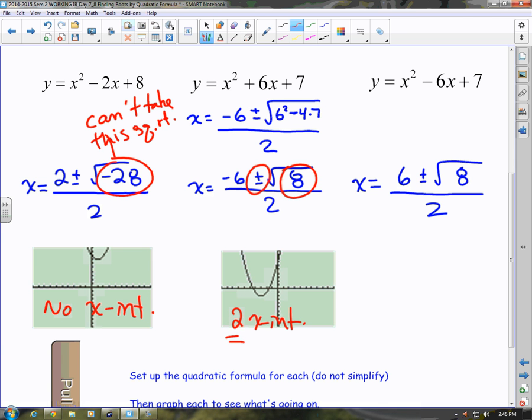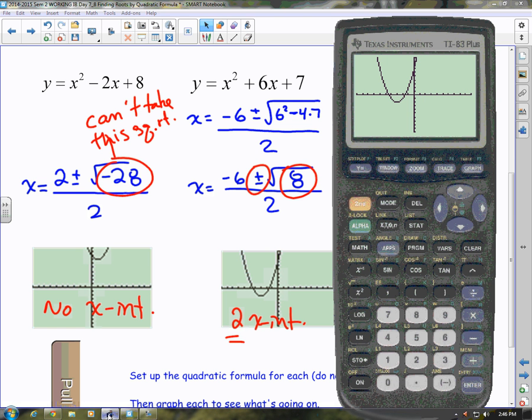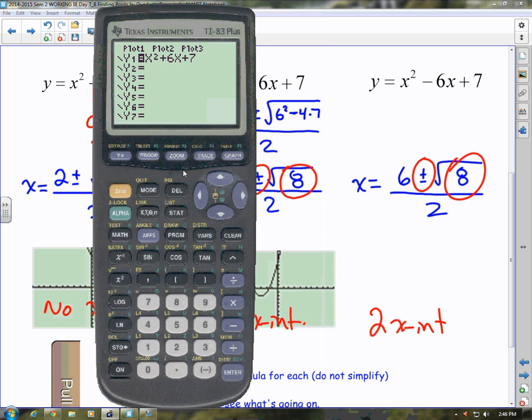And so when we look at this last one, there's an 8 underneath there. And since it's the same as this, we can take the square root of 8, add it to 6 and divide by 2, and we'll get one answer. We can subtract it from 6 divided by 2 and get a second answer. So before I even show this picture, I'm going to predict that there will be 2 x-intercepts. And now if I go here and I change this to a minus 6, looky there. There are 2 x-intercepts.